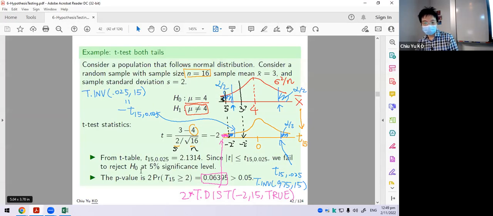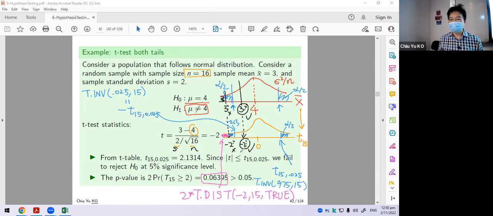Okay. So in this case, the blue one is actually negative 2.13. So you notice that this is actually the case here, not this guy. So that's why you can't reject at the 5% significance level. Is that okay?